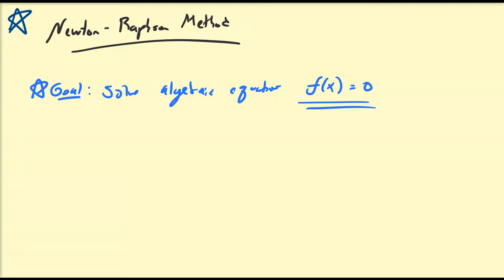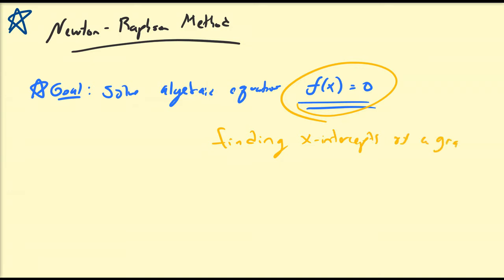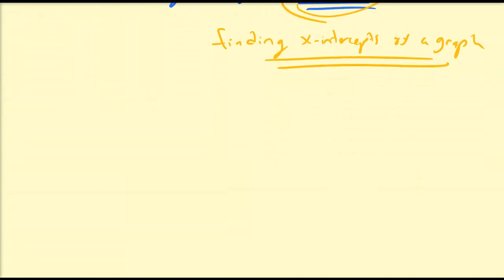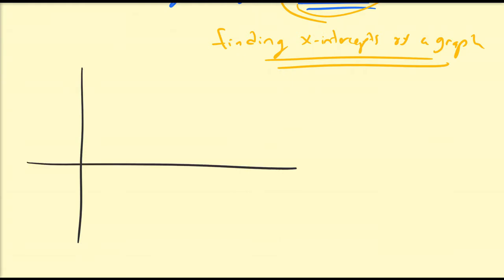Alright, so to just begin, recall that solving equations of this form is equivalent to finding x-intercepts of a graph. So we're going to be using this equivalency in order to get a feel for what this method is actually doing. So let's begin by drawing a picture of some function. Let's assume this is our function of interest. Now our goal is to find this value, and I'll explain why we care about that in a minute.